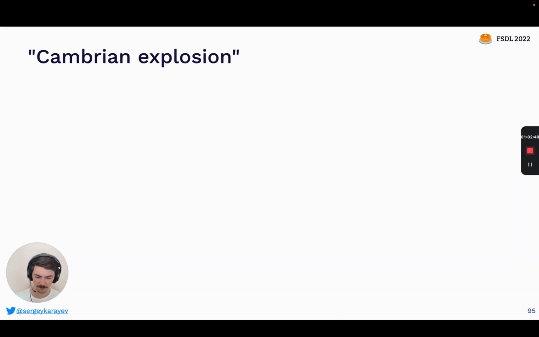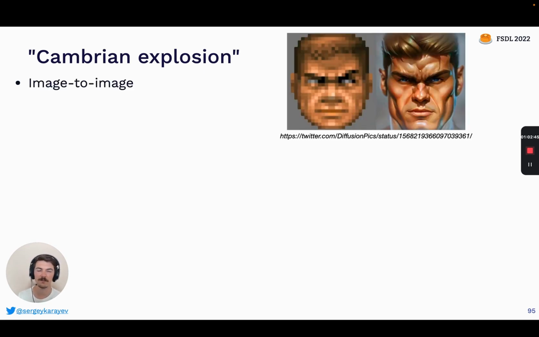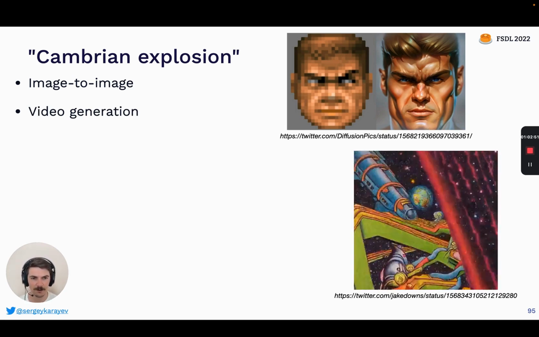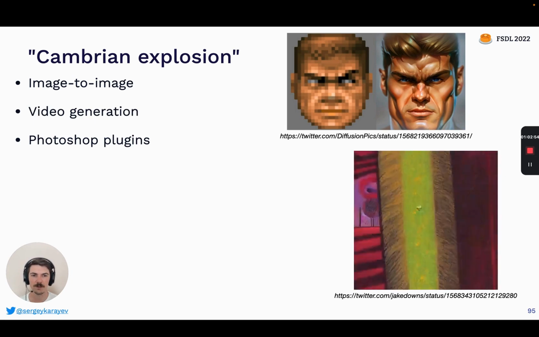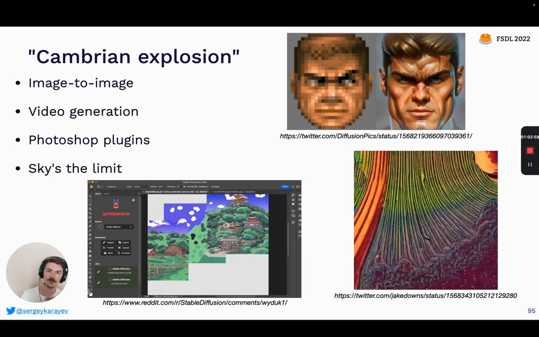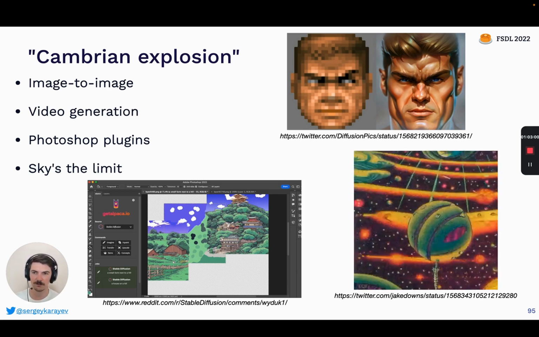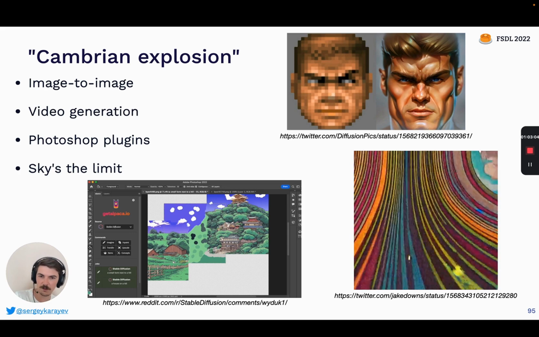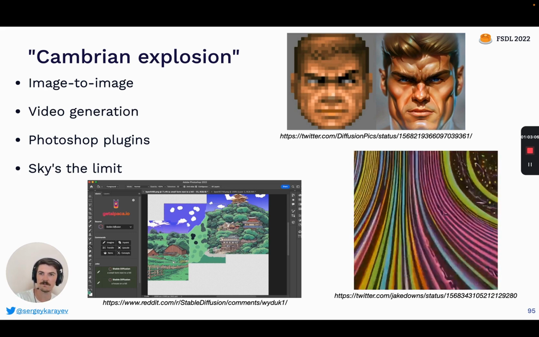Ever since Stable Diffusion released their open source weights, there's been a real explosion of activity. People coded up image-to-image models. People have been generating really cool videos with it. There are Photoshop plugins where you can interpolate between images. You can type right in Photoshop to see what you want. And we're just in the middle of it, so the sky's the limit for this kind of stuff at this point.